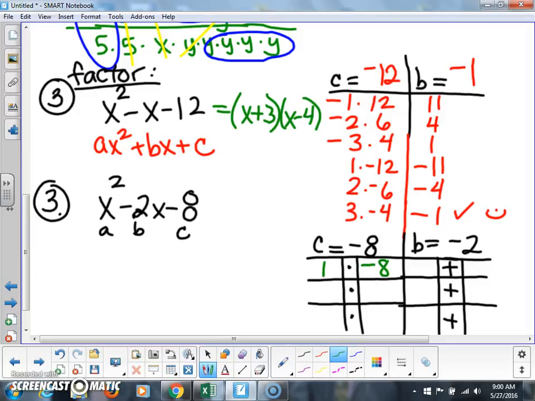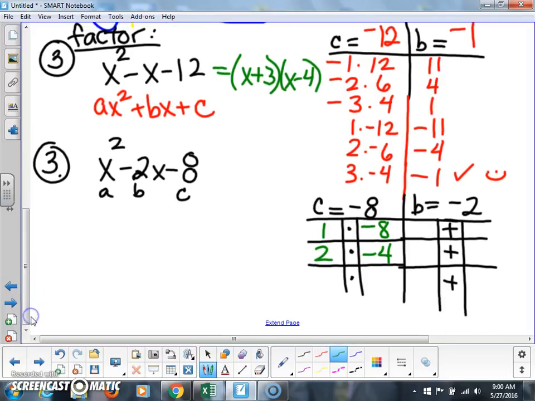No. 1 times negative 8 will give you negative 8. Okay? How about 2? 2 times what will give you negative 8? Negative 4. Good. Is there any other numbers that will give you negative 8? Okay, so then let's switch it. Negative 1 times an 8 and negative 2 times a 4. If I multiply these numbers together, I'm going to get negative 8.